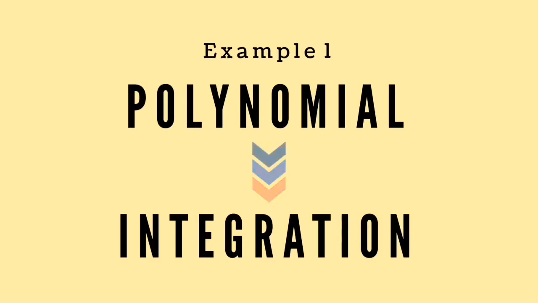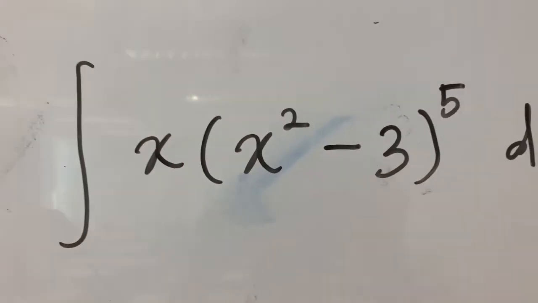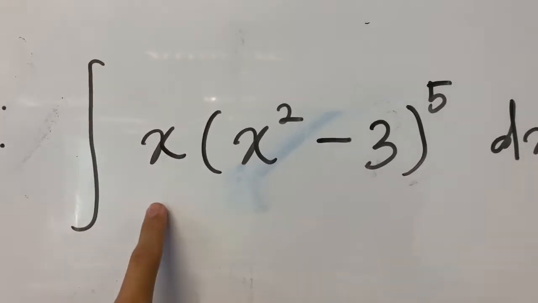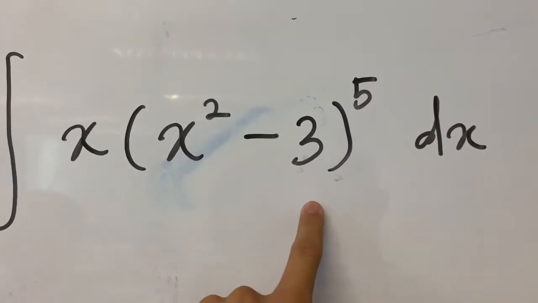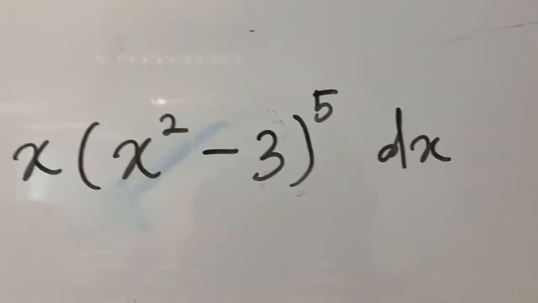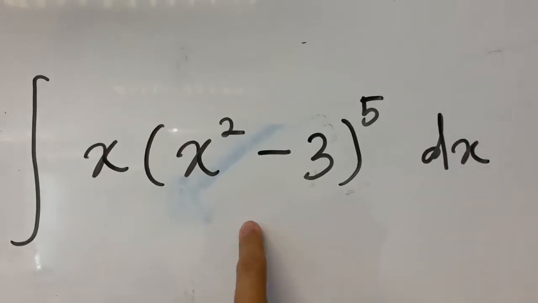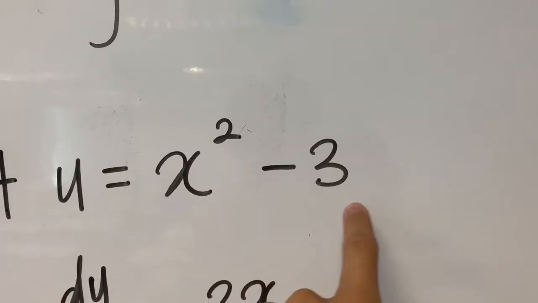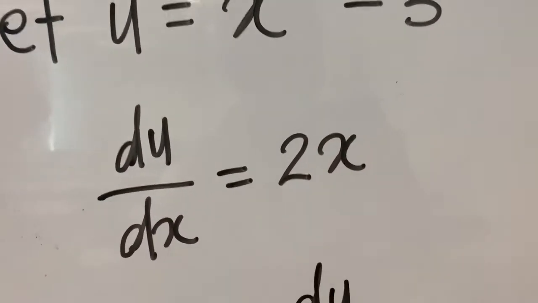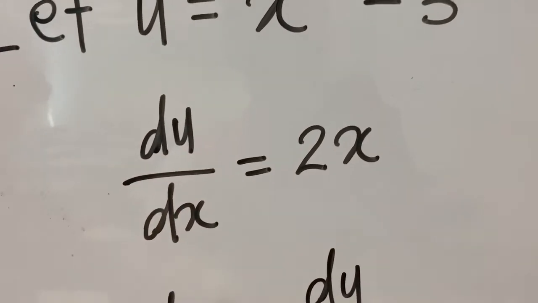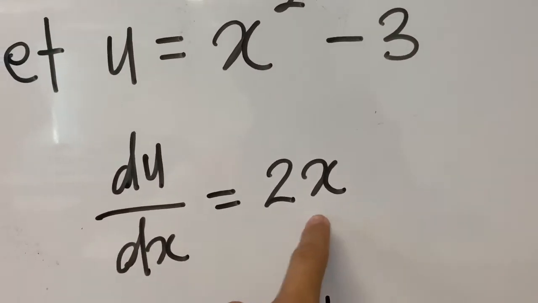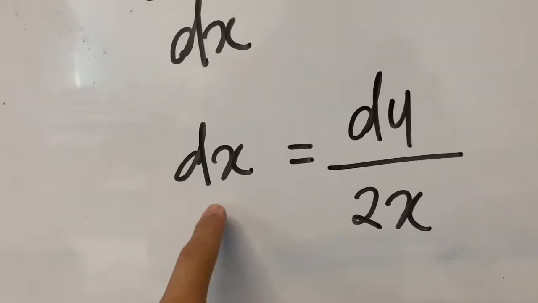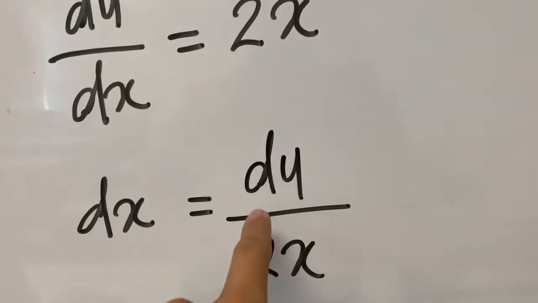We will proceed to the next example, which is example 1, involving the integration of a polynomial. The question is, integrate x times (x squared minus 3) to the power of 5 dx. Based on the question, we can let u equal x squared minus 3. When we differentiate u with respect to x, it will be 2x. Then we make dx the subject, so the answer will be du over 2x.